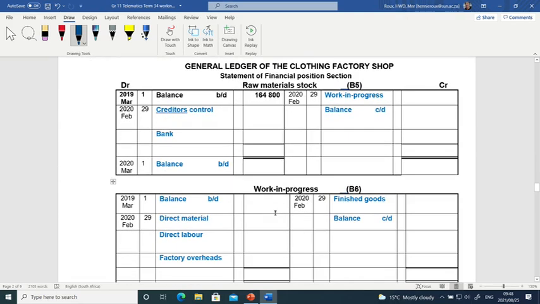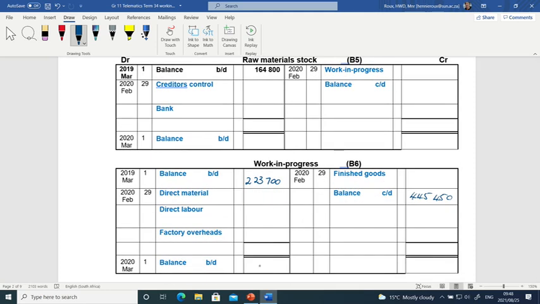The balance for raw material stock was already entered. Work in progress given as 223,700 opening balance. The closing balance was also given, 445,450, and we know that will be the balance brought down March the 1st, 445,450. Here, raw material stock account, they also gave us the closing balance, 251,000, which will be the opening balance for the next year.